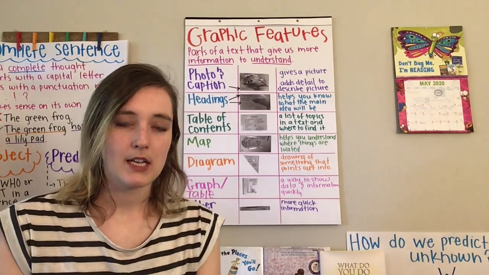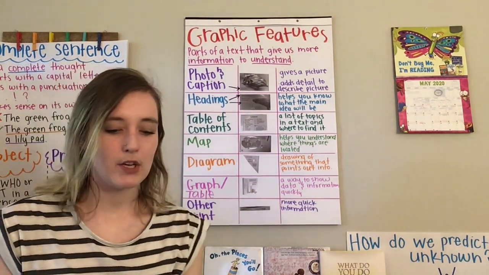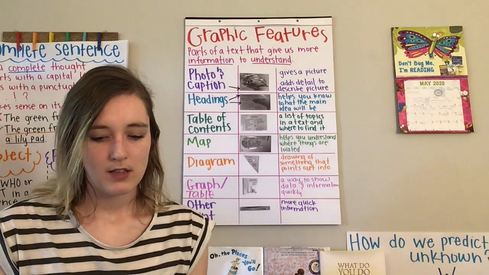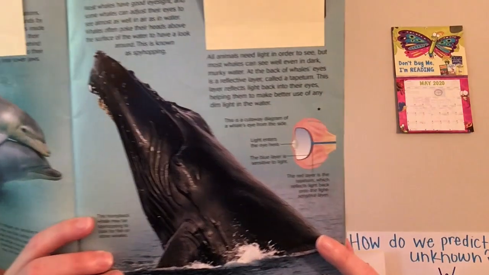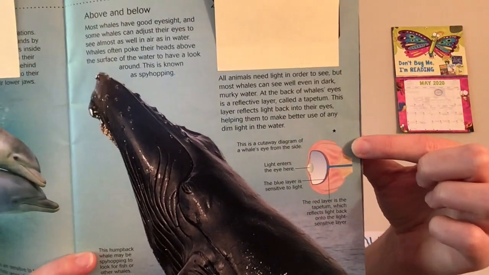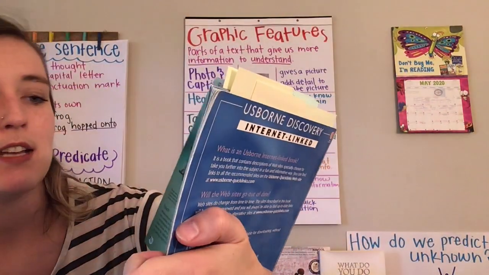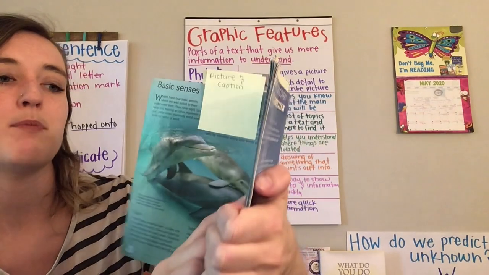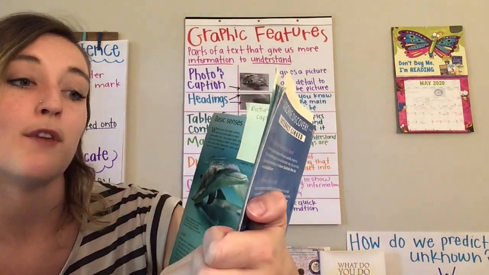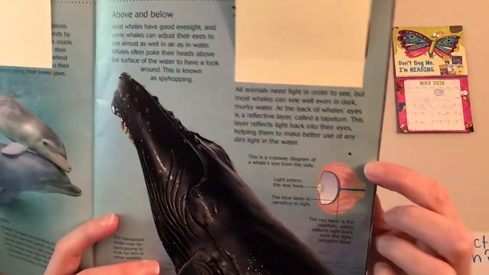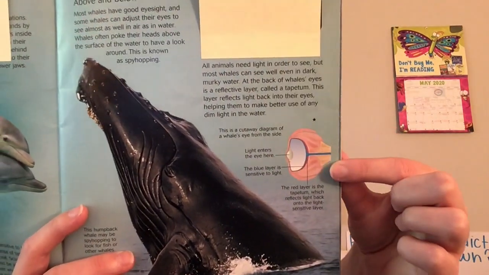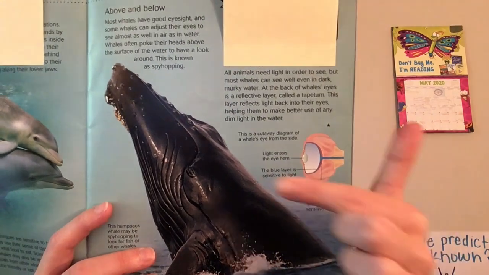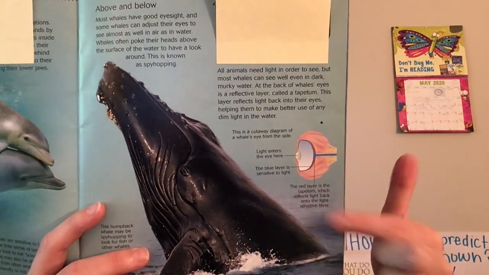All right, now we're going to get into the next one, which is diagrams. So here's a diagram. I have a diagram right here where we're going to get into the whales. And right here it is a picture, and there's a caption. It says this is a cutaway diagram of a whale's eye from the side. So right here, this is not an actual picture of an eye. What it is, it's a drawing of it with items that point out different parts of the eye.